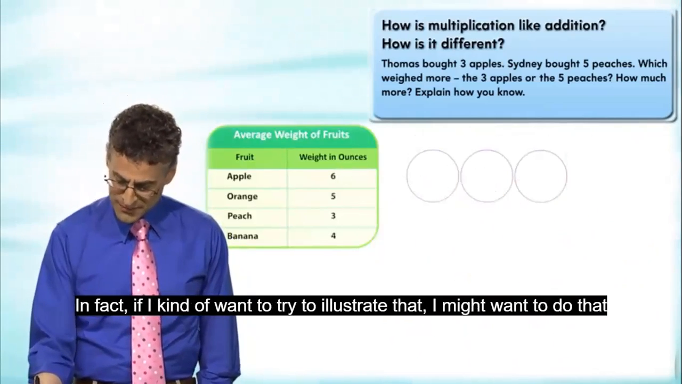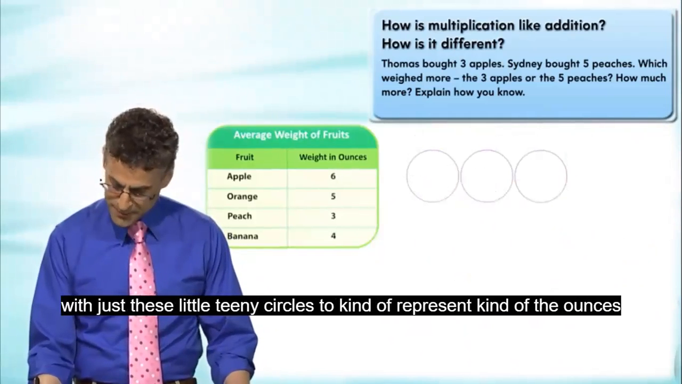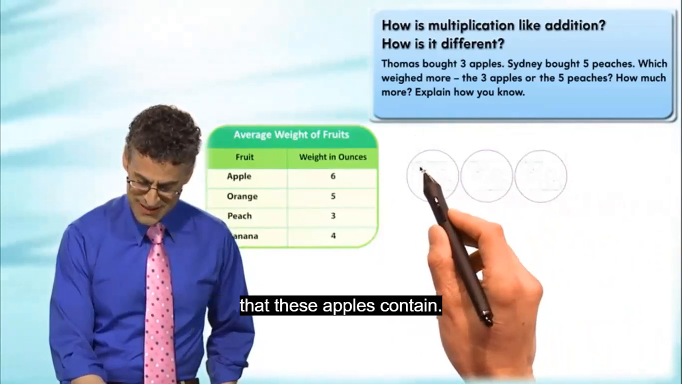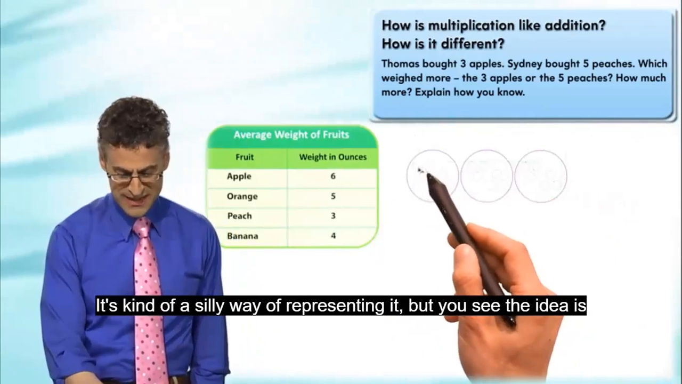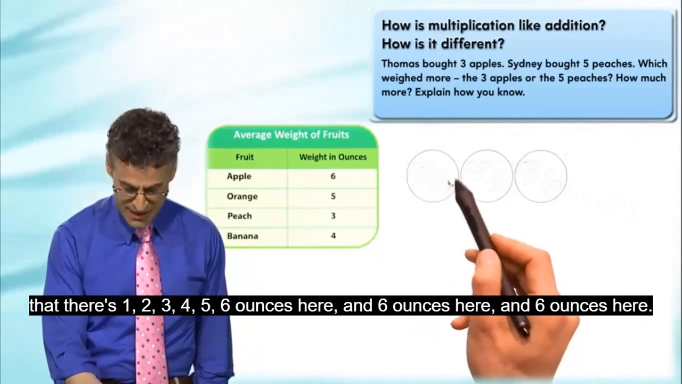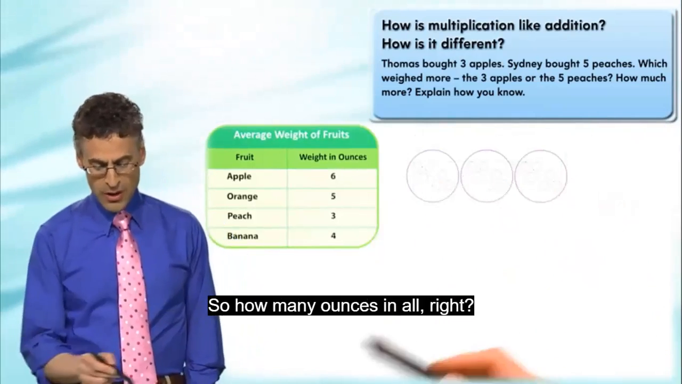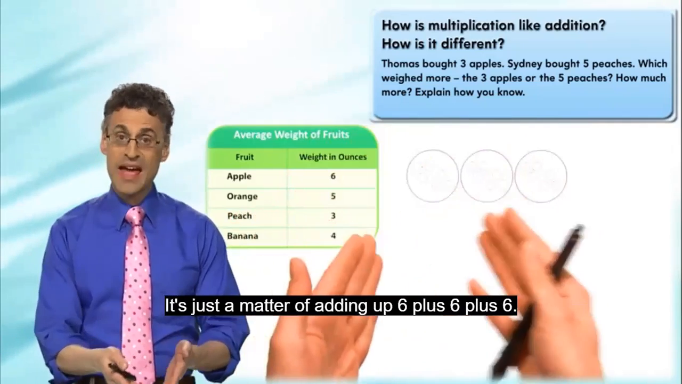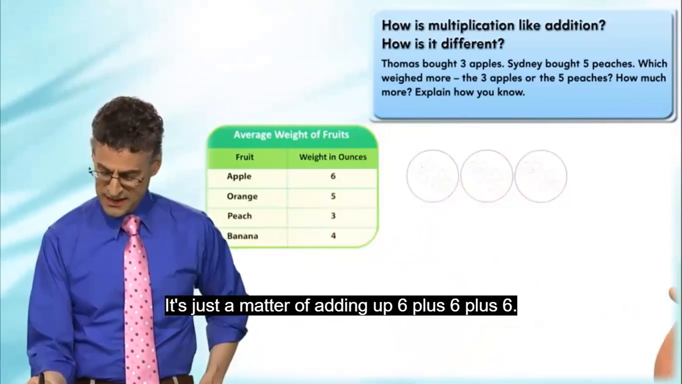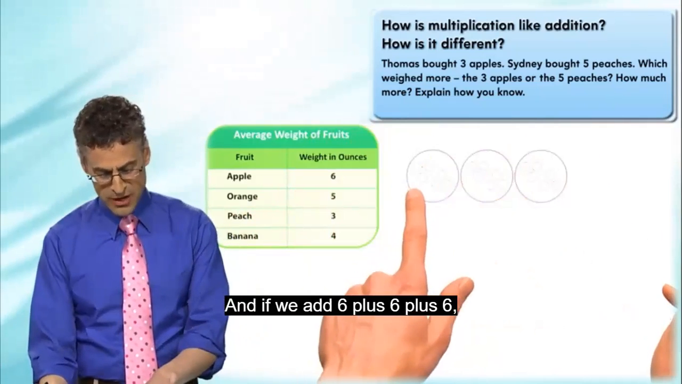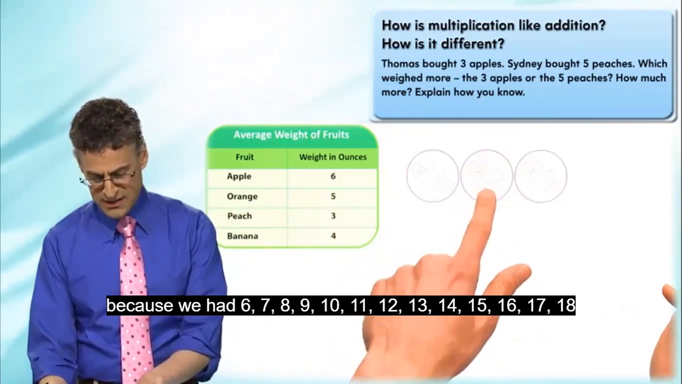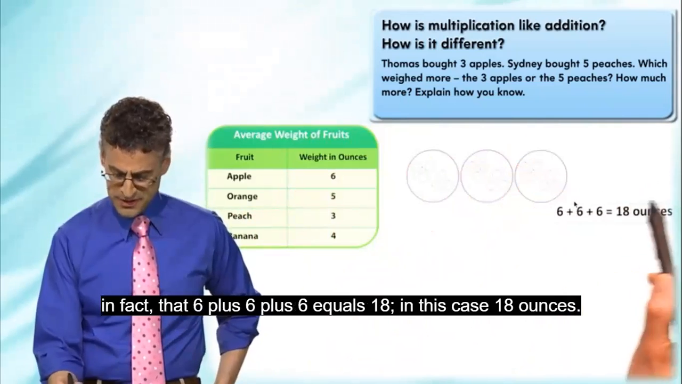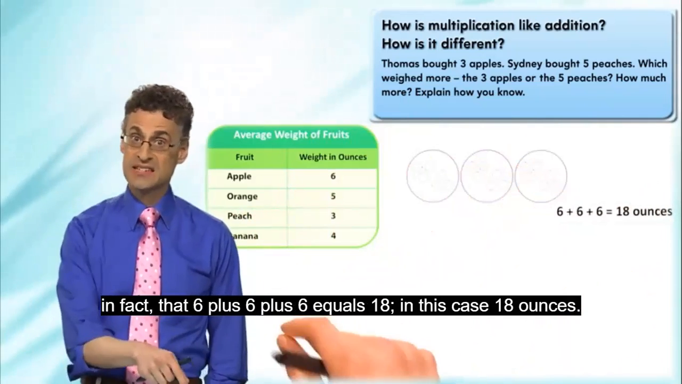In fact, if I want to try to illustrate that, I might do that with just these little teeny circles to represent the ounces that these apples contain. It's kind of a silly way of representing it, but you see the idea is that there's 1, 2, 3, 4, 5, 6 ounces here and 6 ounces here and 6 ounces here. So how many ounces in all? How much do all 3 of these apples weigh? Just a matter of adding up 6 plus 6 plus 6. And if we add 6 plus 6 plus 6, we get 6, 7, 8, 9, 10, 11, 12, 13, 14, 15, 16, 17, 18. So we know, in fact, that 6 plus 6 plus 6 equals 18, in this case, 18 ounces.